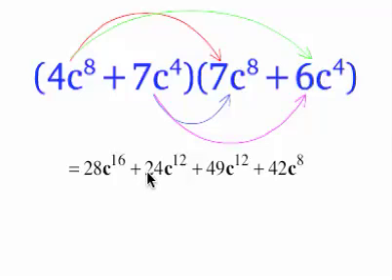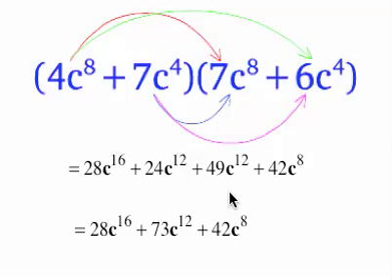So the 24 adds to the 49, and that gives us 73. 24c to the 12 plus 49c to the 12 is 73c to the 12. You don't add the 12s together. It's like saying you have 24 chickens plus 49 chickens is 73 chickens. It's not chickens squared, it's not monster chickens. So we have 28c to the 16 plus 73c to the 12 plus 42c to the 8. And that's how you do a level 7 question. Have a good day.